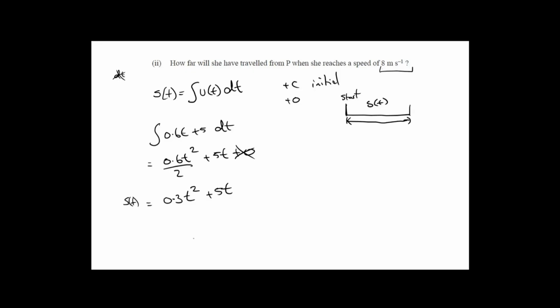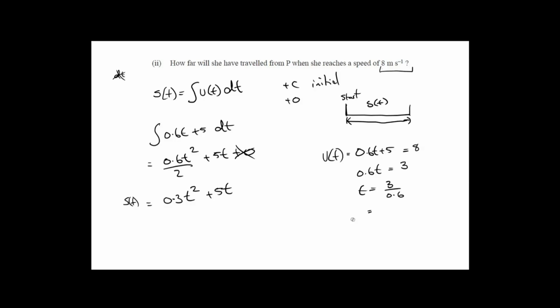So how far will she have travelled from P when she reaches the speed of 8 meters per second? So we're going to take the velocity function and set that equal to 8 and solve for t. So that's 0.6t plus 5. Solving that for t, we take 5 away from both sides. So 0.6t equals 3. So t is going to be equal to 3 divided by 0.6.